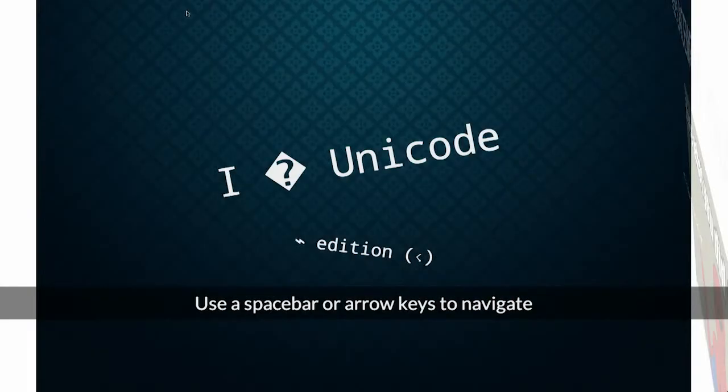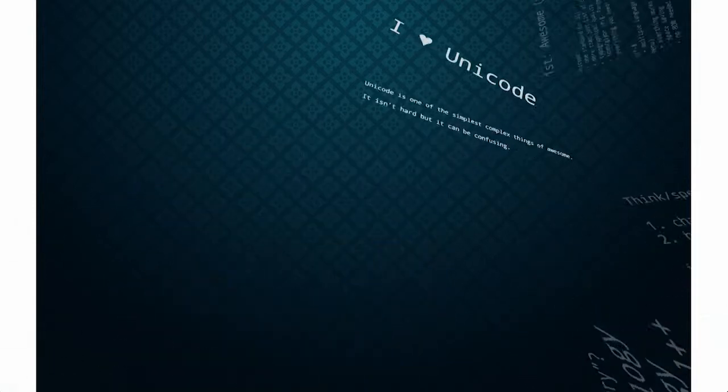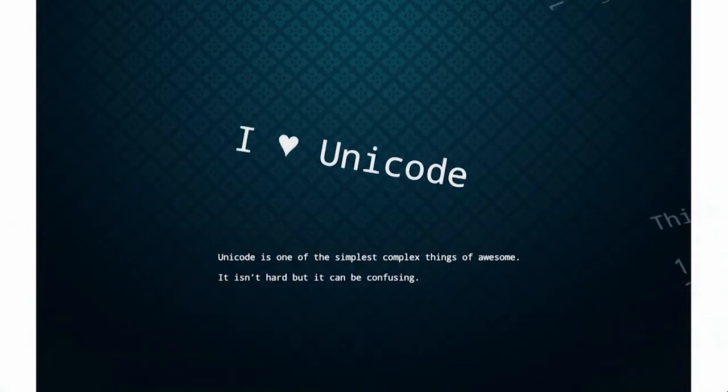And I know what you're thinking. Is the guy that's talking to us about Unicode, did he screw it up on the first slide? Well, no, I did that on purpose. It's actually the replacement character. And I did it to highlight that sinking feeling you get when you do some really awesome work, and you go run it, and there are screwed up characters. And you're thinking, there goes the rest of my day.